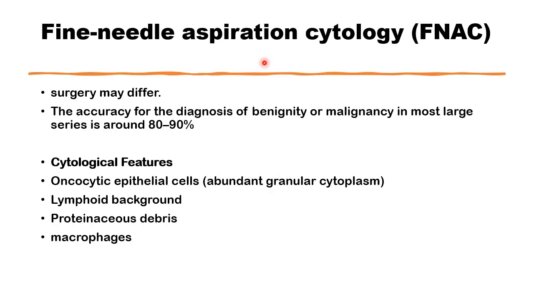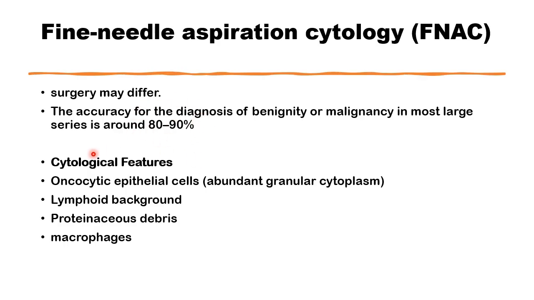Fine needle aspiration cytology can be very useful if it is positive and shows specific features of the Wharthin's tumor in deciding on the line of management. Surgery may differ if the diagnosis is established. The accuracy of fine needle aspiration cytology generally, in most large series, would be somewhere between 80 and 90%.